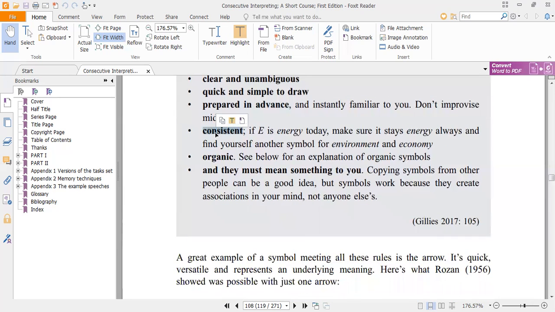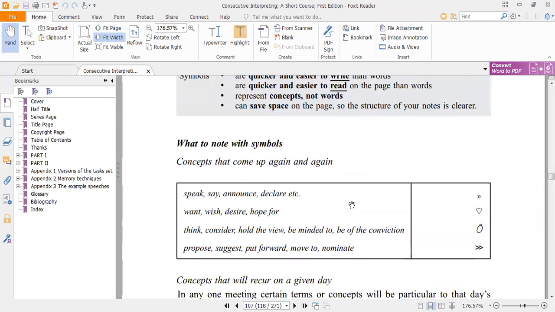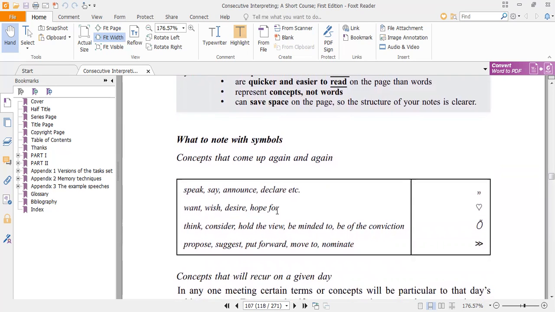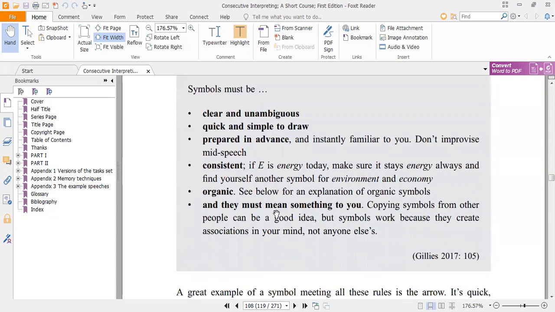Consistent means that the same symbol means the same thing in all the speeches, or the consecutive interpretation sessions. For example, if you use the heart symbol, as you see, it symbolizes one of these things in all consecutive interpretation sessions. Not that the symbol means a particular thing in one session and in another session it means a completely different thing. No, this leads to confusion, and you should avoid this.